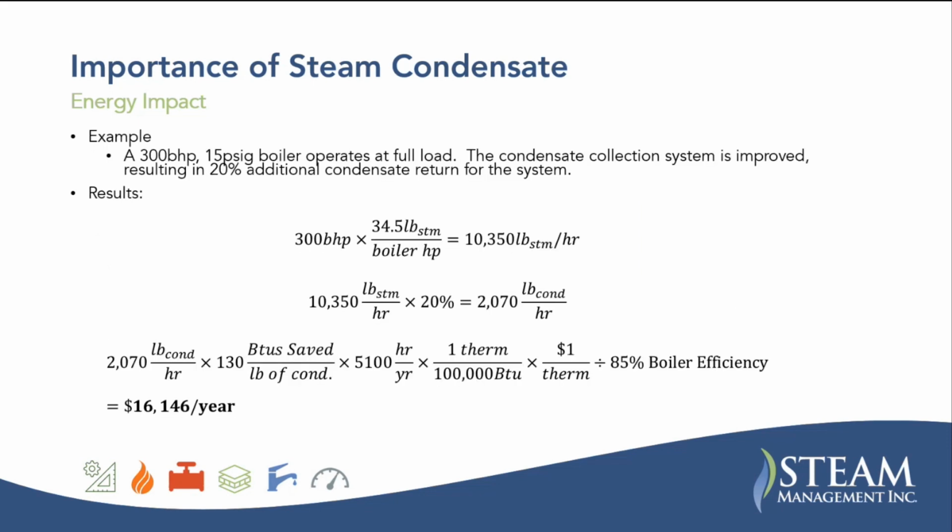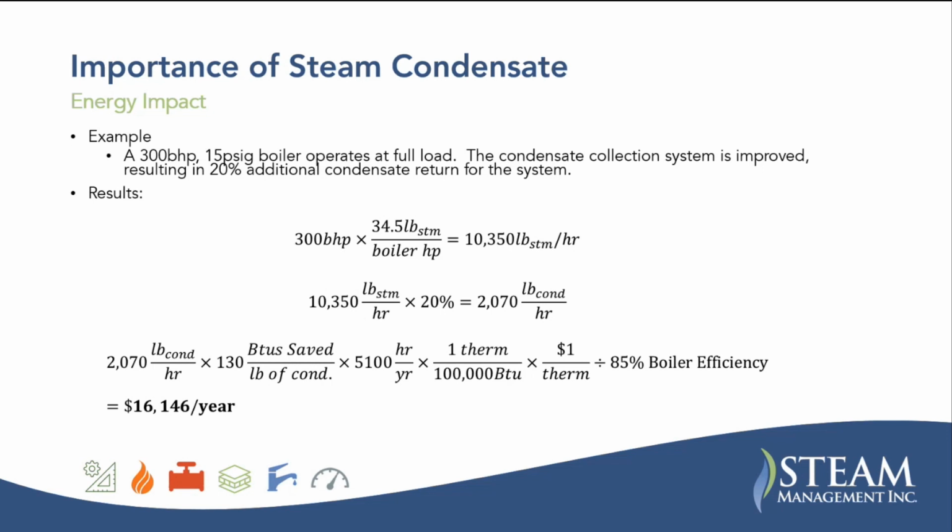So here's an example. We have a 300 horsepower, 15-pound boiler operating at full load during about half the year, well, a little over half the year, 5,100 hours. The condensate collection system is improved, resulting in 20% additional condensate return for the system.